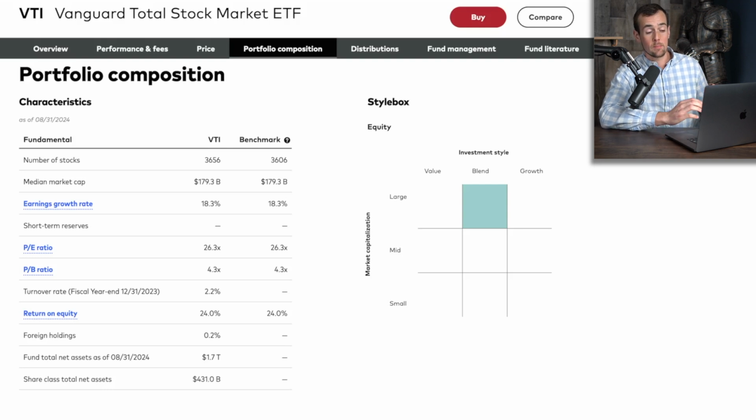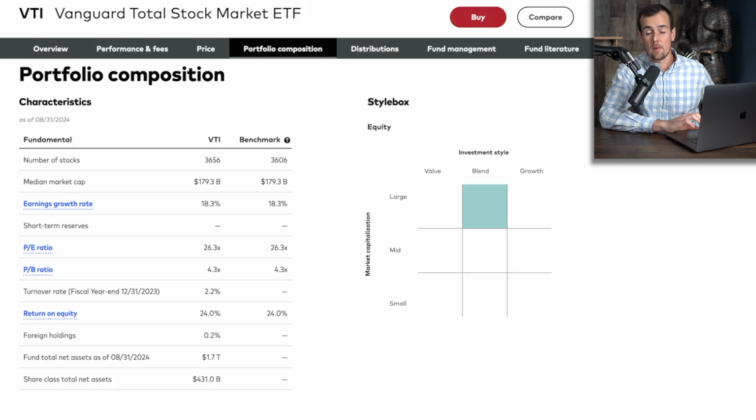However, there is quite a bit of overlap here between these funds because they are both market value weighted. In terms of the total assets held, this fund has an astounding 1.7 trillion in total invested capital. As far as the style box goes, this is in the same category here of VOO, being a blend of value and growth and heavy concentration into large-sized companies.